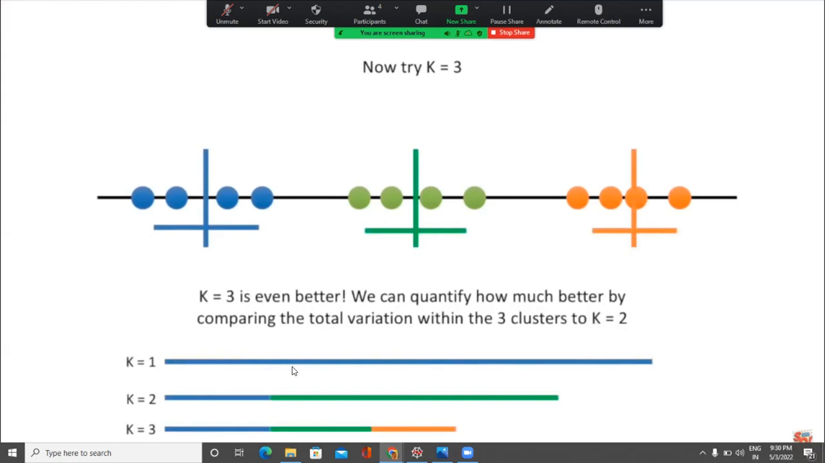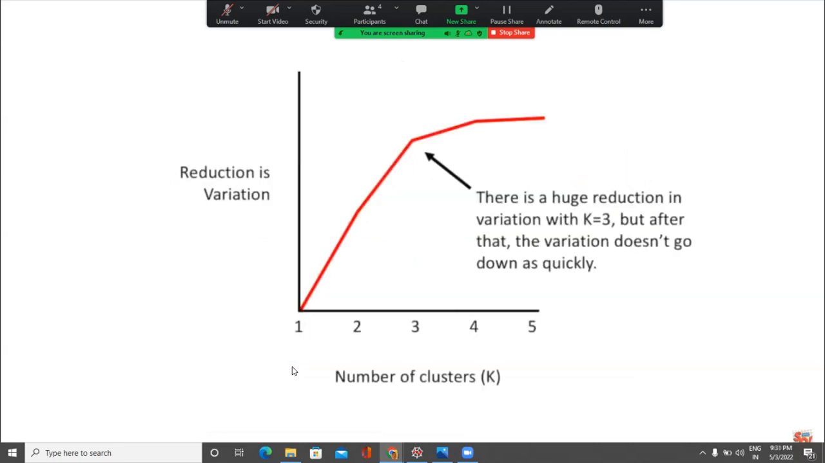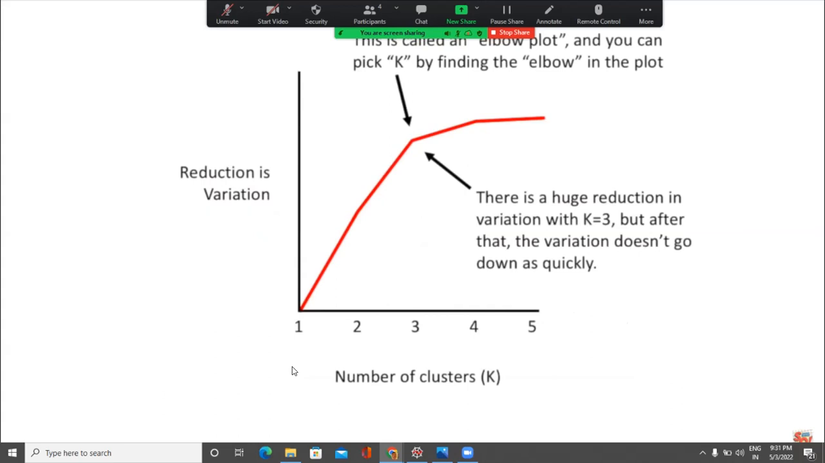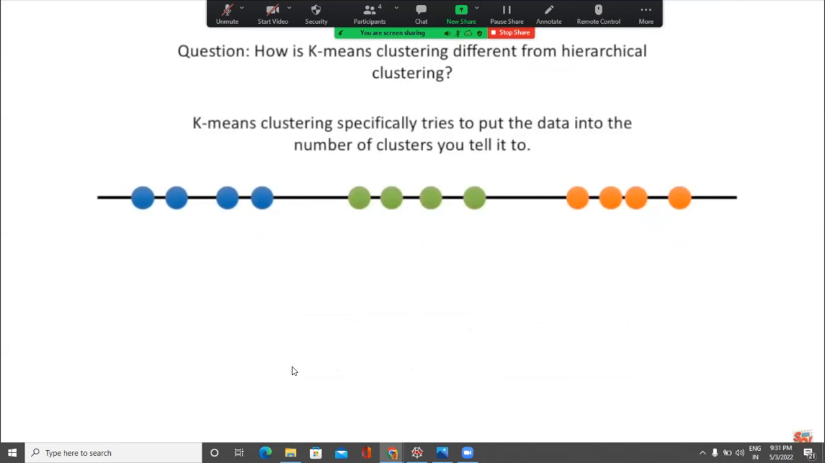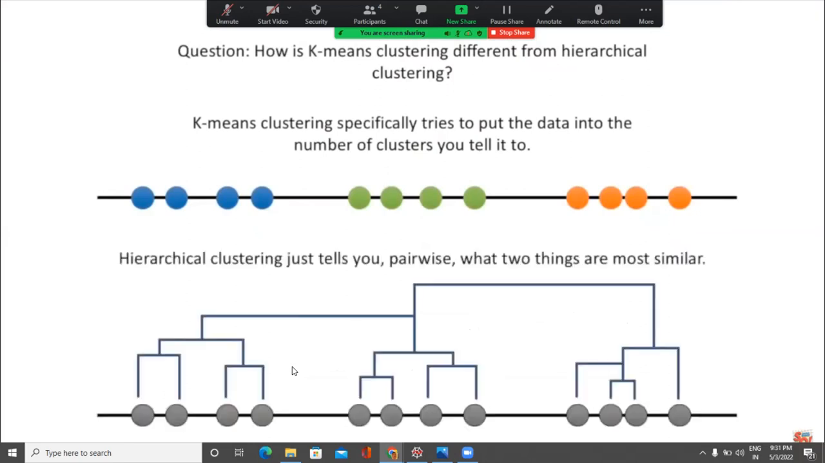However, if we plot the reduction in variance per value for k, there is a huge reduction in variation with k equals 3, but after that, the variation doesn't go down as quickly. This is called an elbow plot, and you can pick k by finding the elbow in the plot. Question: how is k-means clustering different from hierarchical clustering? K-means clustering specifically tries to put the data into the number of clusters you tell it to. Hierarchical clustering just tells you, pairwise, what 2 things are most similar.